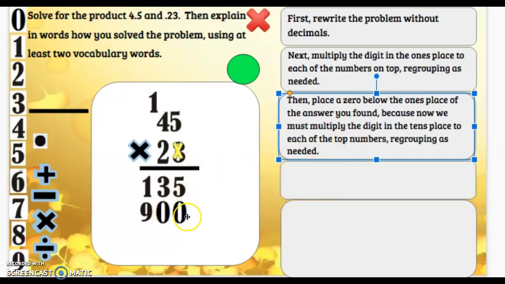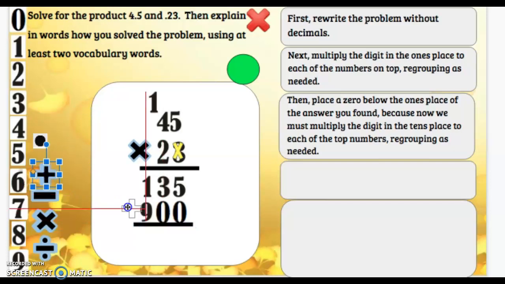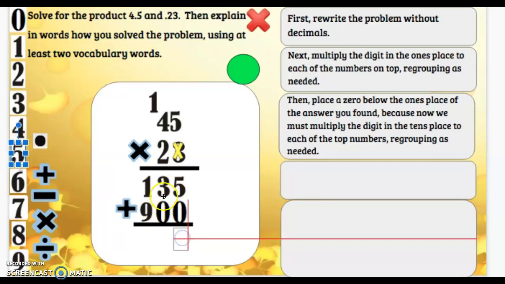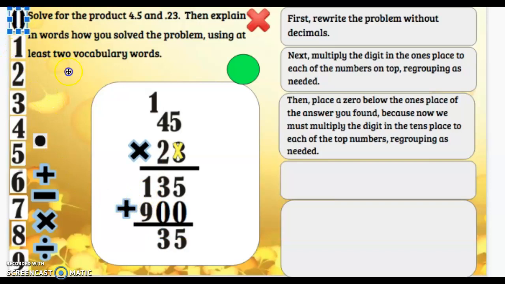There we go. So after that, now we're going to add our two products that we found to get our overall product. We're going to add these two. So we have 5 plus 0 is 5. 3 plus 0 is 3. 9 plus 1 is 10.